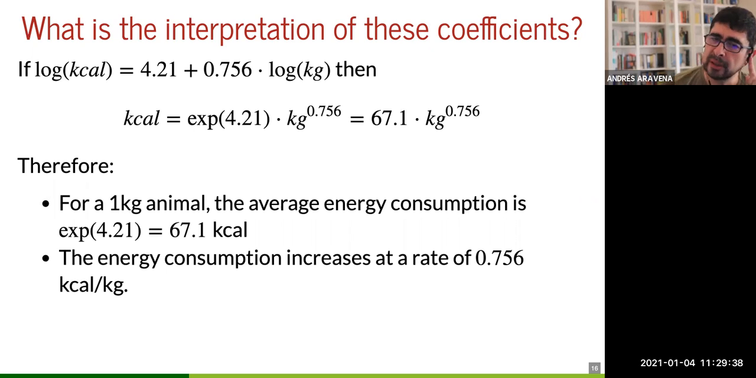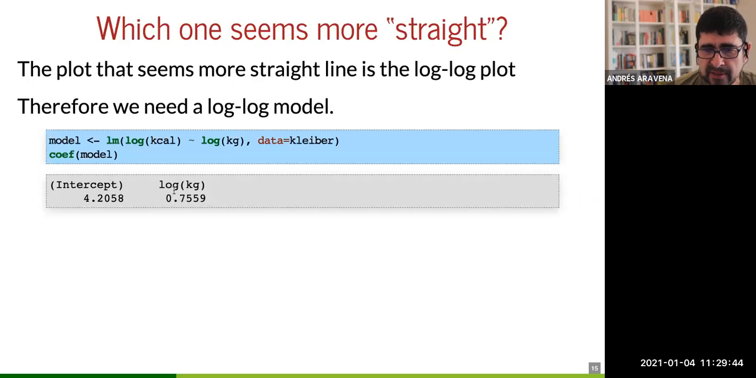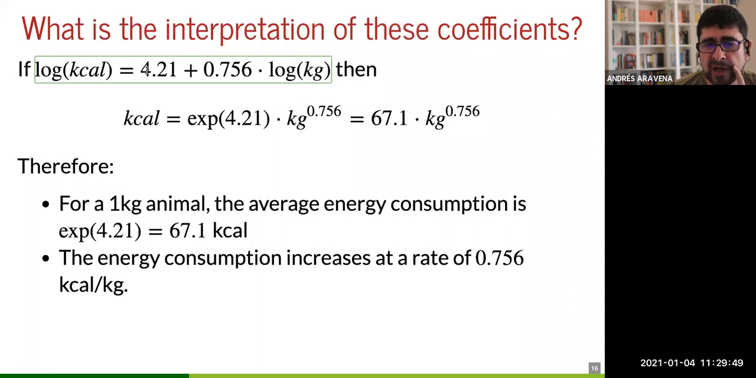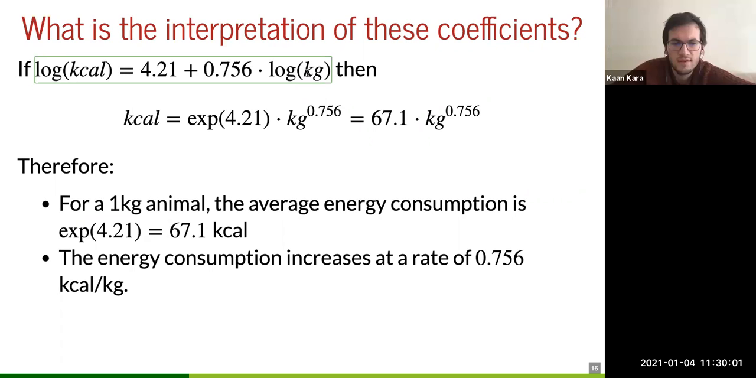Okay. So I'm replacing these numbers in the formula. What we have is this. The formula was log kilocalories equal to 4.21 plus 0.563 times logarithm of kilogram. Okay? Do you agree?